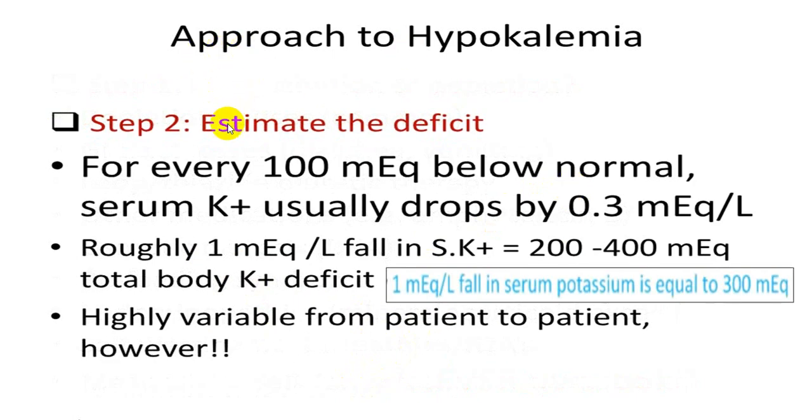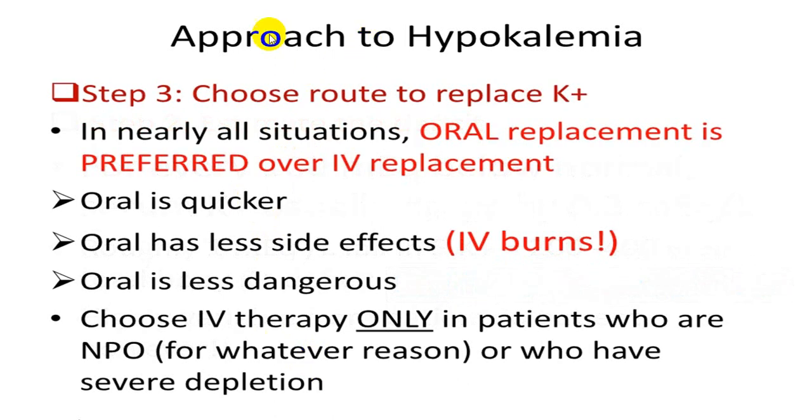Then you go to the second step: you have to estimate the deficit. Roughly, for a 0.3 milliequivalent drop, the person has lost 100 milliequivalents. So if there is a drop of, say, 1 milliequivalent of potassium in blood, then the person has lost almost 300 milliequivalents of potassium in the body. So that much has to be replaced. You have to calculate accordingly.